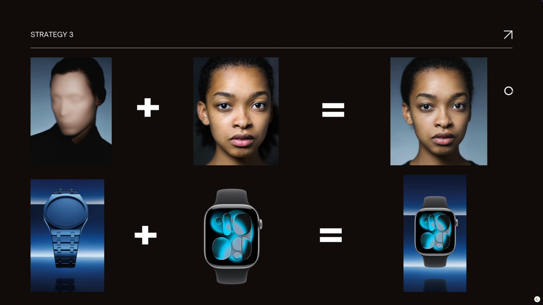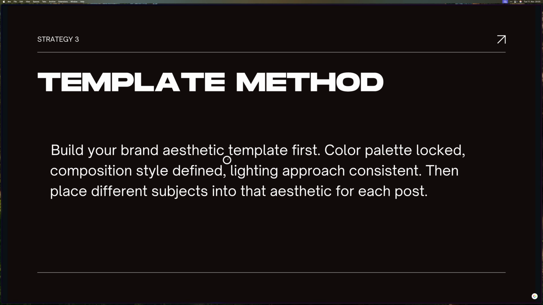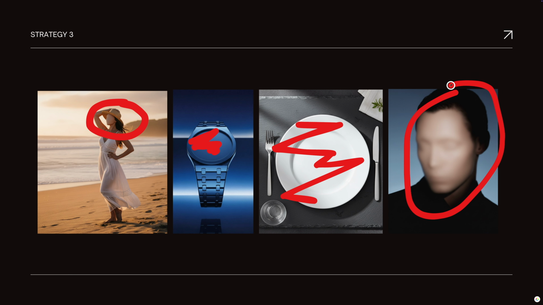That's why the two-step approach matters. It's not about making things complicated. It's about making things repeatable at production scale. Build your brand aesthetic template first, color palette locked, composition style defined, lighting approach consistent, then place different subjects into that aesthetic for each post. The pattern is always the same. Build your environment template, perfect it, lock it, then place your variables into that prepared system.